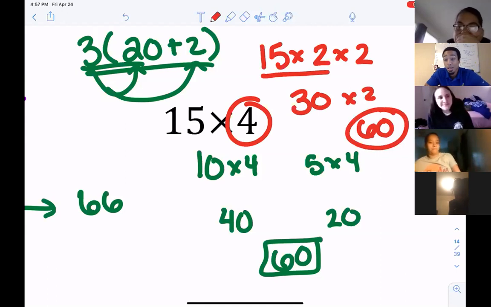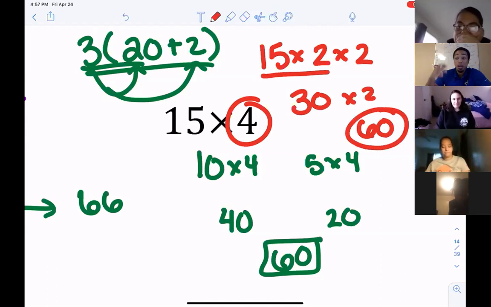You can break it down by the factors. So if you're multiplying by 6, you can multiply by 3, then by 2. If you're multiplying by 10, you can multiply by 5, then 2. But obviously, if you're multiplying by 10, you can just move the 0. Like, you're good. But you get the idea. You can break it down into easier steps. That's what mental math is all about.